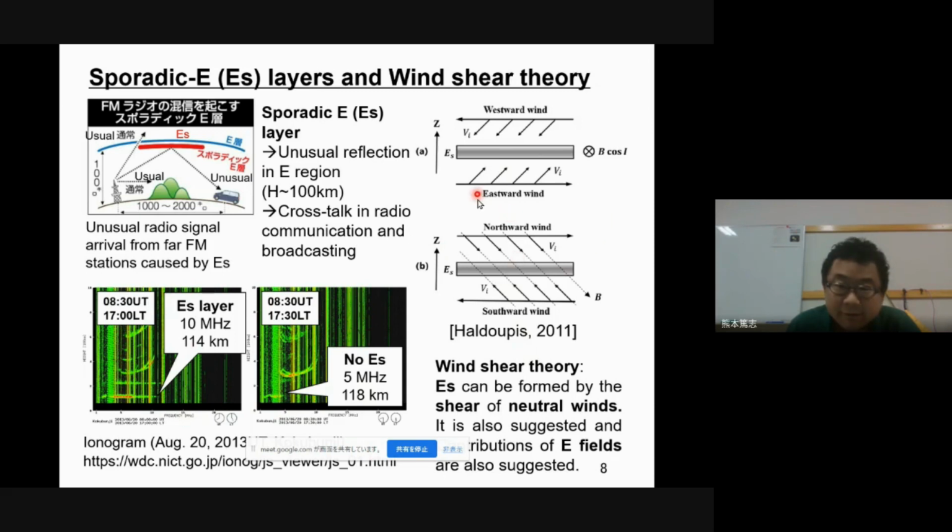If there are shear of the neutral wind in the ionosphere like this, dragged ions along the magnetic field obtained vertical velocity to be concentrated at some altitude. In addition to the neutral wind shear, it is also suggested that the electric field also affected the formation of ES layer.